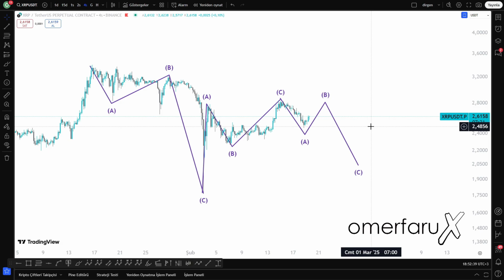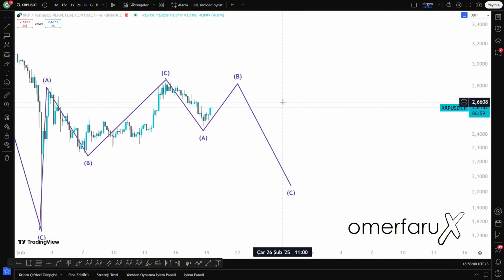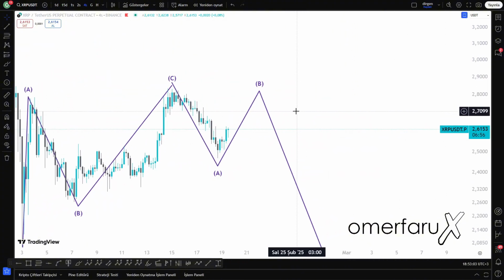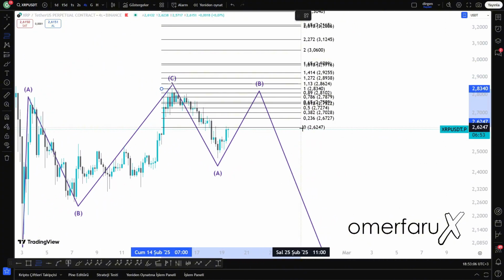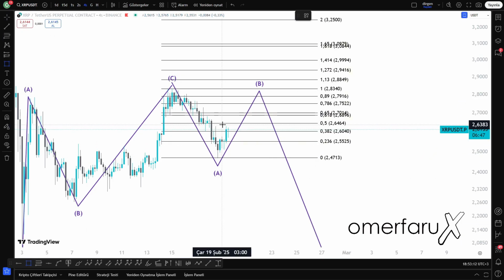We continue XRP with Elliott Wave counts. In my previous video, 2 days ago, we talked about the fact that we had a decline in the A wave here, and that a rise would come again with the B wave. Now I will tell you where the B wave can end. Using Fibonacci, there is a possibility of a drop in XRP from the 0.618 level.